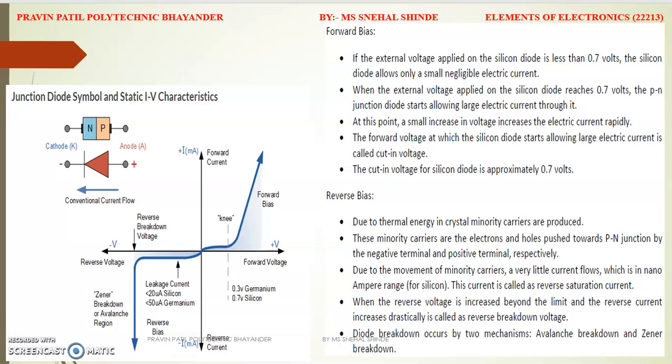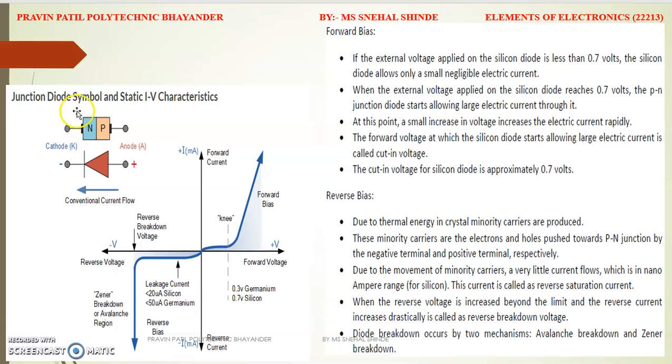But as the reverse voltage reaches the breakdown voltage value, a large current flows through the diode. So, we define the reverse breakdown voltage of a PN junction diode as the reverse voltage at which breakdown takes place and a large reverse current starts flowing through the diode. So this is the VI characteristics of the PN junction diode.